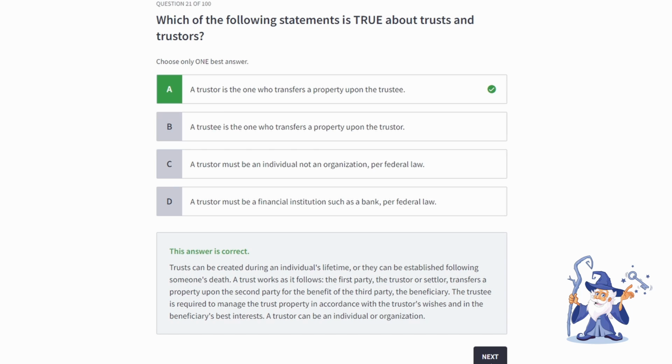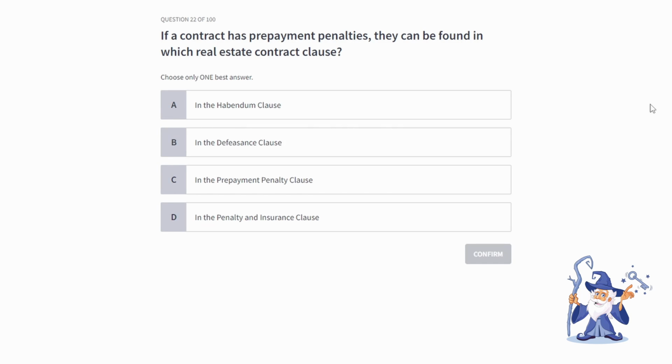All right, next one. Question number 22. If a contract has prepayment penalties, they can be found in which real estate contract clause? A, in the habendum clause; B, in the defeasance clause; C, in the prepayment penalty clause; or D, in the penalty and insurance clause. So go ahead and think that one over.